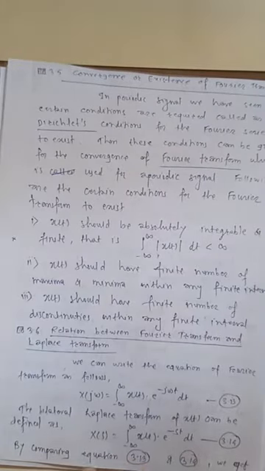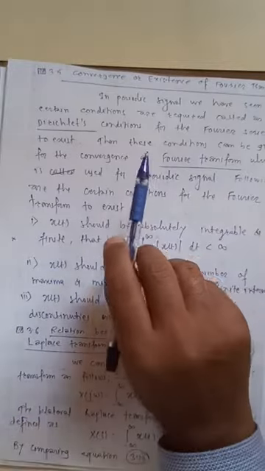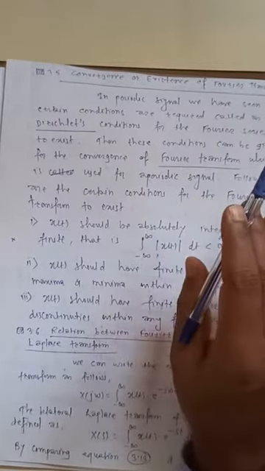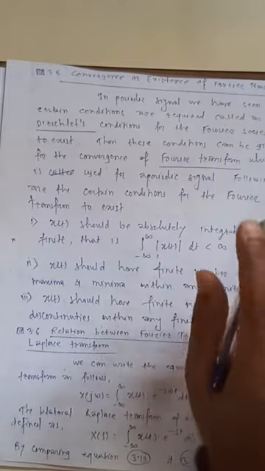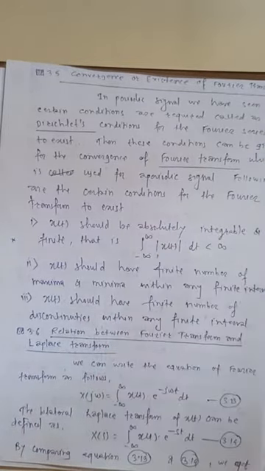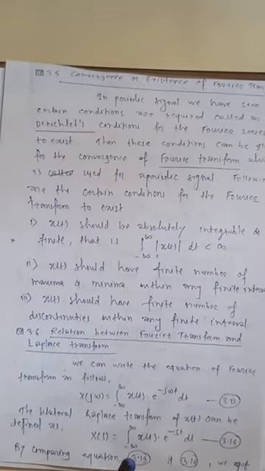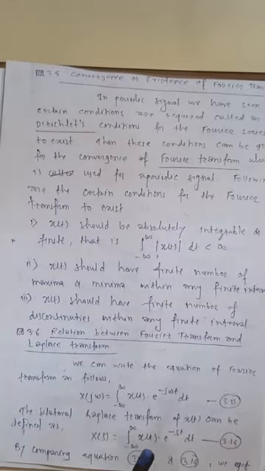Okay. Now just see, these conditions are applicable to the Fourier series, and they are also applicable to the Fourier transform. So what are these conditions? There are three conditions, and they are like this.